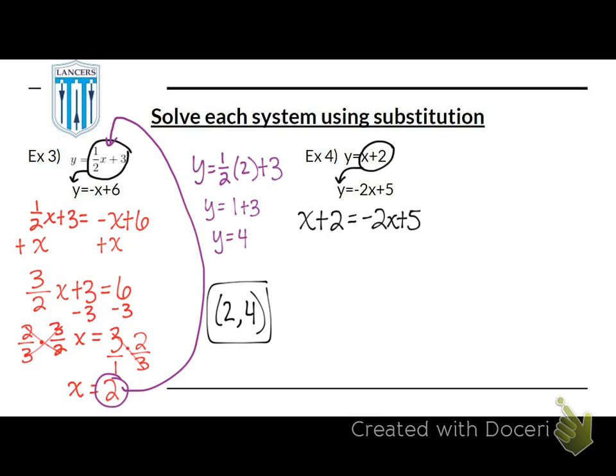All right, we got to get all of our x's together. Who can tell me how to make that happen? Jamila? Add what? Good. We could add 2x to both sides. X plus 2x gives me 3x. What do I still have on the right side? A 5.